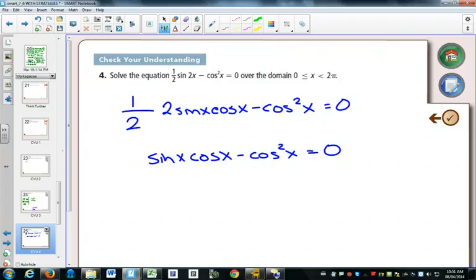Now, if I changed to 1 minus sine squared, I would still have sine and cos in the expression, so I'm not sure if that would help me very much. And if I did change that, I would have an additional 1, which probably means I can't factor. So I'm going to start by just trying to factor and see what happens. So when I factor here, I'm going to get cos x, and I'm left with a sine x minus cos x equal to 0.